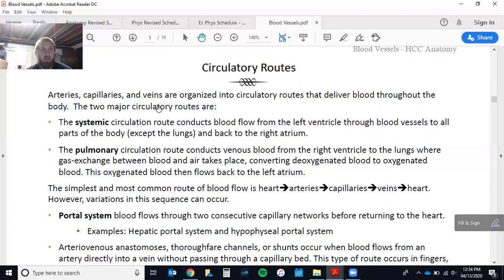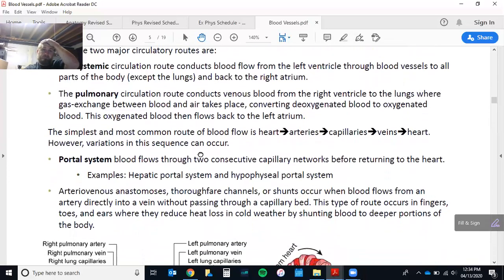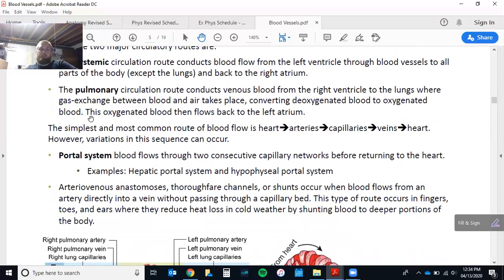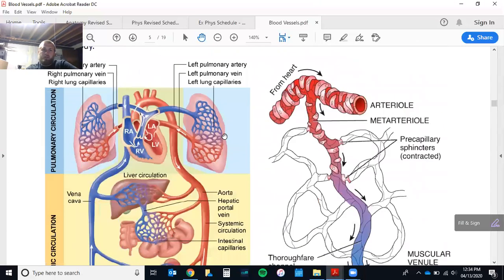We also talked about the right side of the heart and how it is the circuit for pumping blood to our lungs, that blood being deoxygenated, and we then pick up oxygen, dump off the CO2. So that's the pulmonary circulation or circulatory routes. And then that blood, once it's become oxygenated, returns back to the left atrium.